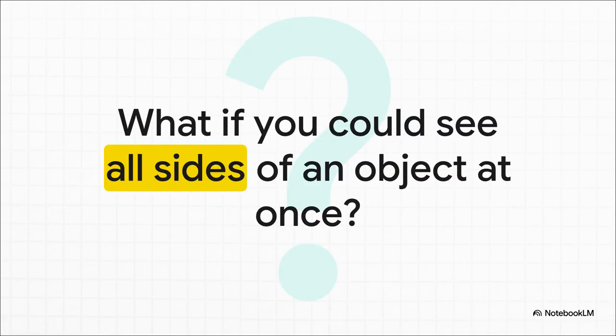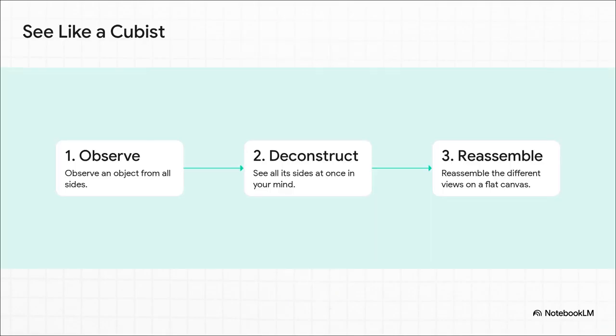Okay, get ready for a bit of a mind bender. The Impressionists asked, what does this moment look like? But the Cubists, guys like Picasso and Braque, they asked a totally different, totally wild question. They asked, what if you could show not just one side of an object, but every single side of it, all at the exact same time? The Cubist approach was almost like a science experiment.